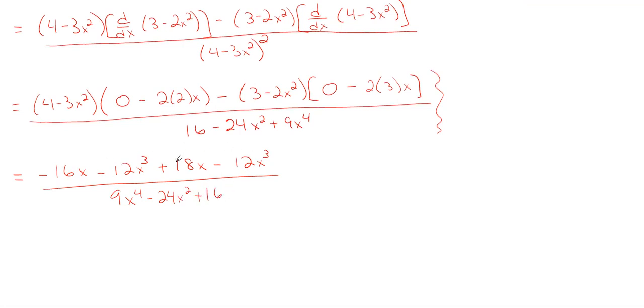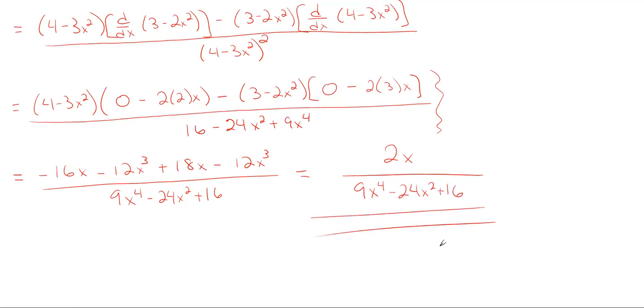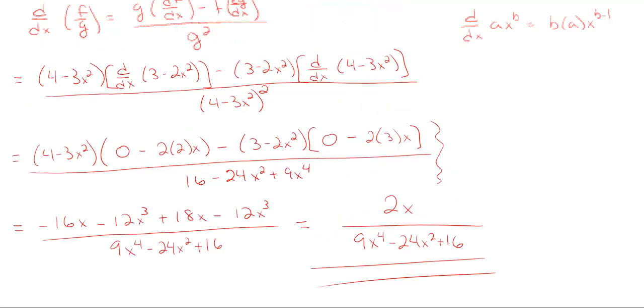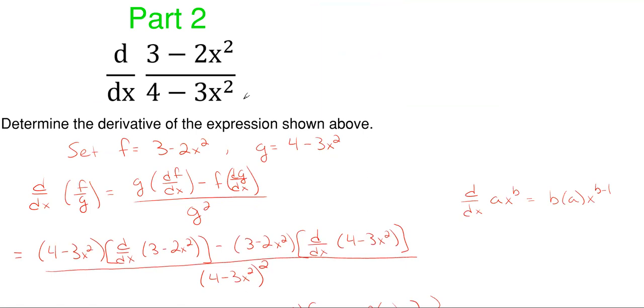Well, we can also simplify the top a little bit better. Looking at what it comes out to be, it comes out to be a nice 2x there in the numerator, all divided by 9x to the power of 4 minus 24x squared plus 16. And that would be my final answer for the derivative of the first expression. So that's how you would use the quotient rule. And keep in mind, you're always going to use the quotient rule whenever you have an expression being divided by another expression, taking the derivative of the entire portion.